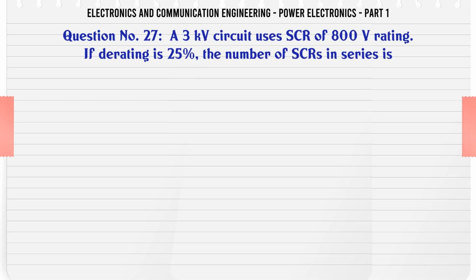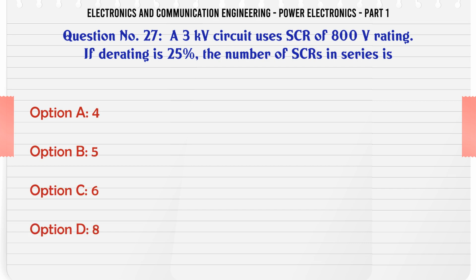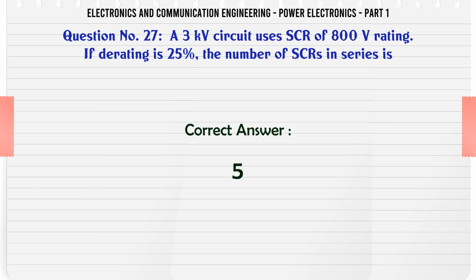A 3 kV circuit uses SCR of 800 V rating. If derating is 25, the number of SCRs in series is A 4, B 5, C 6, D 8. The correct answer is 5.